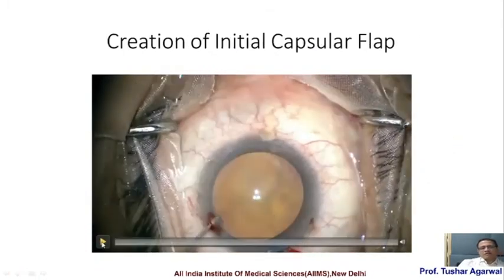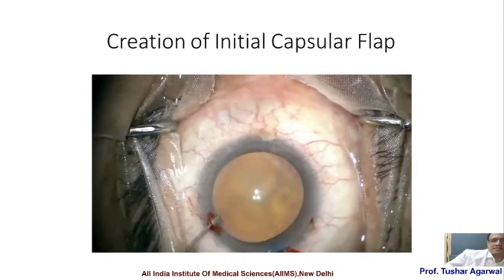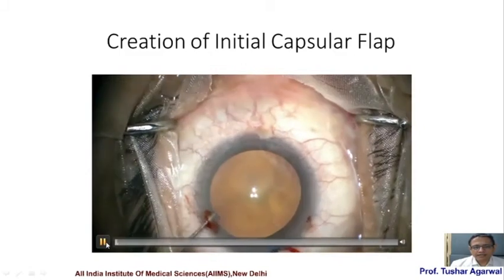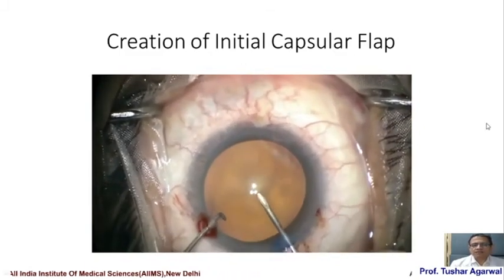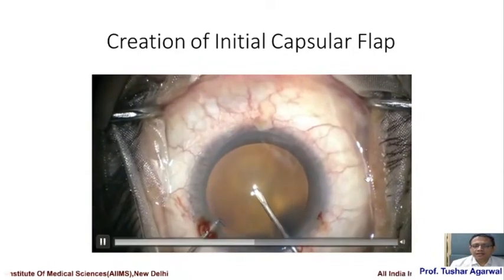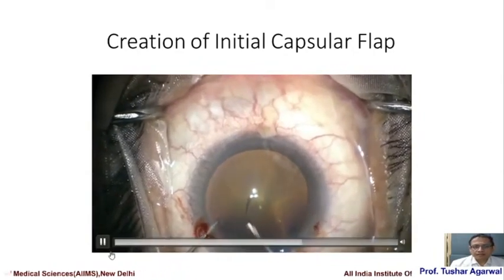Now, the first sub-step in creation of a rexis is the creation of a capsular flap. You do need a capsulotomy needle to effectively create this. Now let's see this in real time, how this is done. You advance the needle onto the anterior capsule and then create the flap.